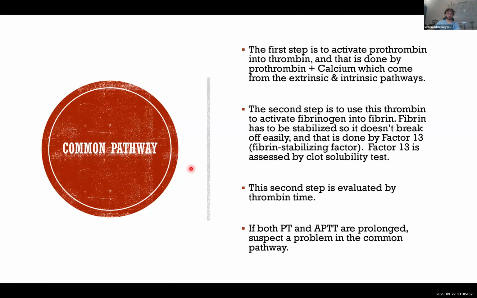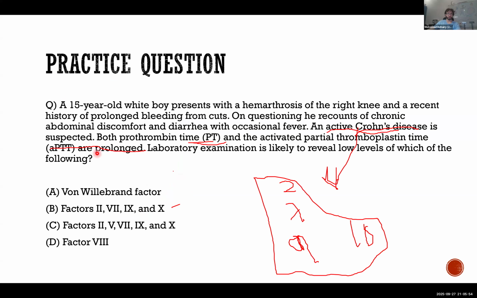But that's why in this question we have two problems: Crohn's disease and an abnormal PT-APTT, which means an abnormal common pathway. But the answer would be 2, 7, 9, 10 for the vitamin K issue, and 5 for the common pathway. Okay? If vitamin K was in the options, would it be correct? Look, it would be correct, because they wouldn't put it as an option with option C, and both of them are correct.